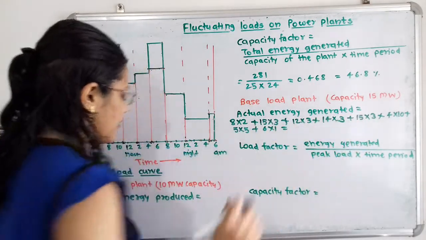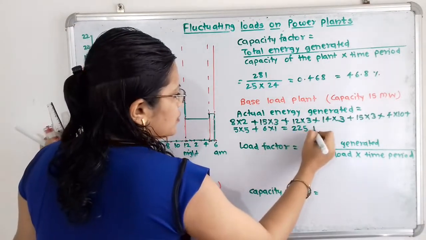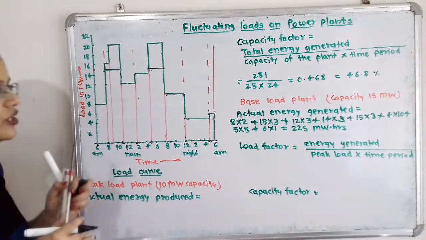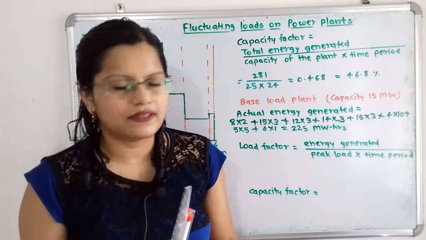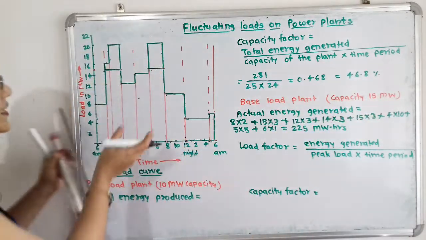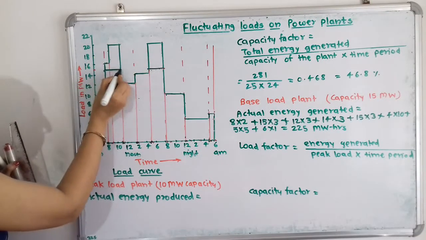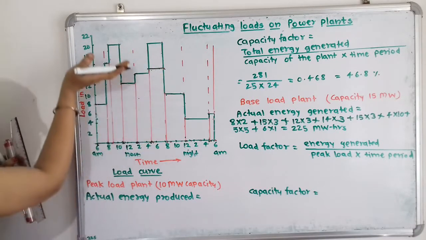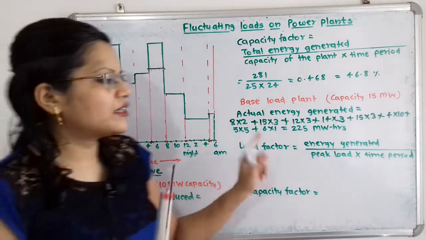So if we calculate this, we will get the answer 225, and what is the unit? That is megawatt hours. So this is the actual energy generated by the base load plant. Now here capacity is given as 15 megawatt. So this base load plant will work only up to this 15 megawatt. So we have to take all the area below this 15 megawatt. Now we will calculate the load factor.